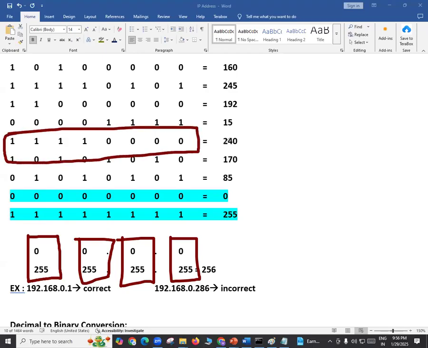It can be any combination. Like for 240, it is 11110000. For 160, it is 10100000, something like this. So it can be any combination.